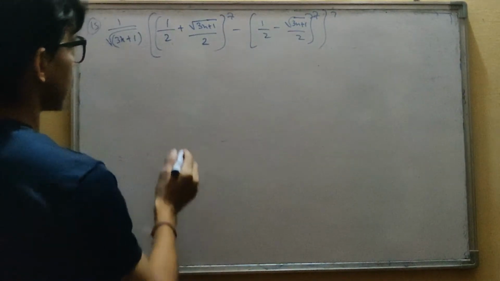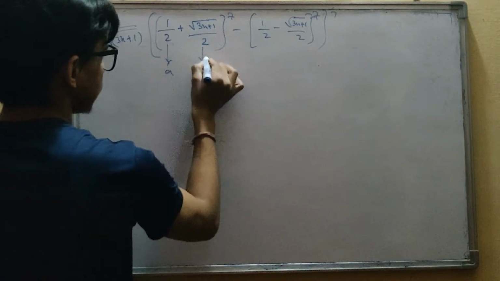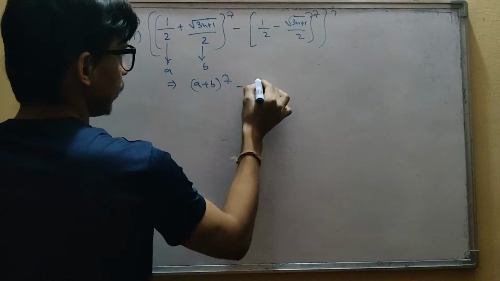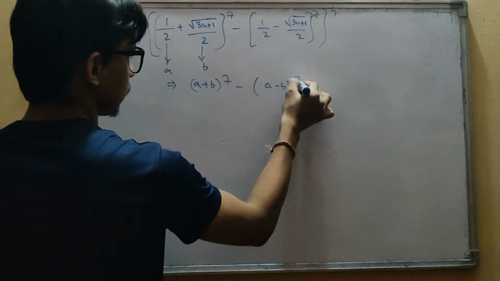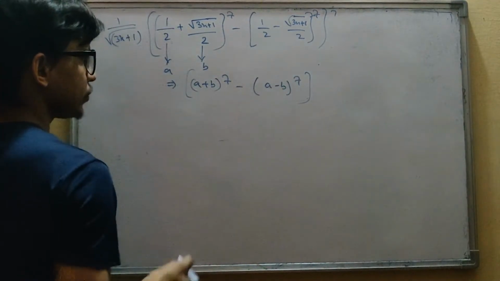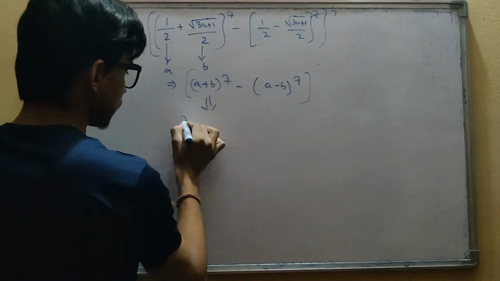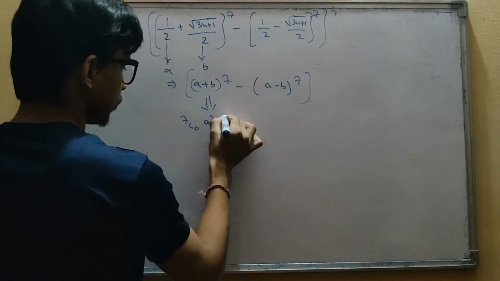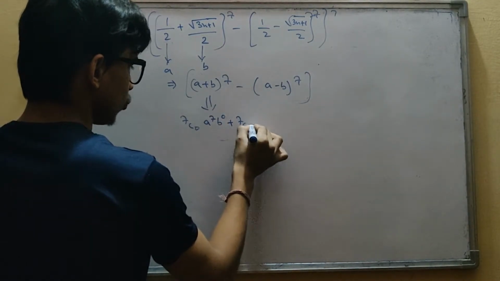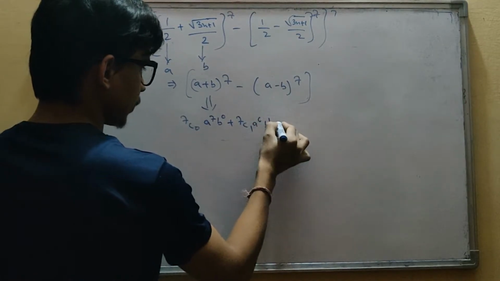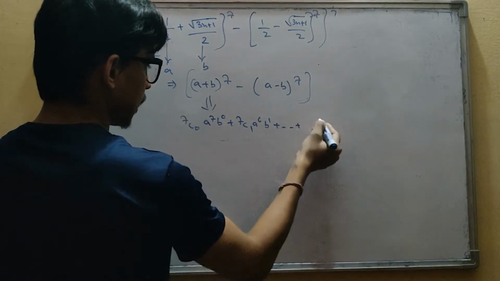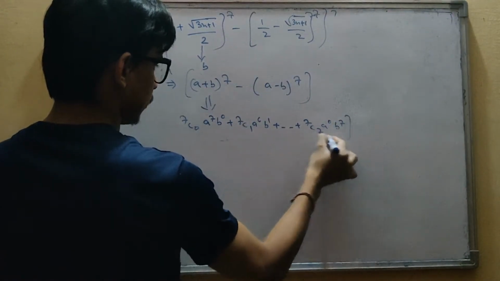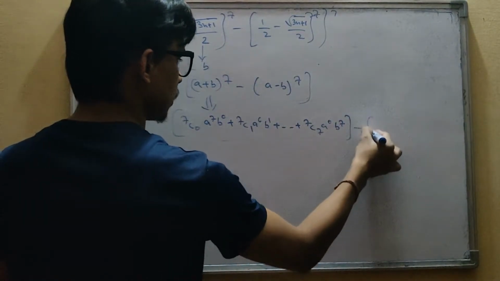Just for simplification purposes, let's say this is a and this is b. So what I have to evaluate is a plus b to the power 7 minus a minus b to the power 7. Now this can be written as 7c0 a to the power 7 and b to the power 0, plus 7c1 a to the power 6 b to the power 1, plus and so on. And the last term is going to be 7c7 a to the power 0 and b to the power 7. And I have to subtract this.